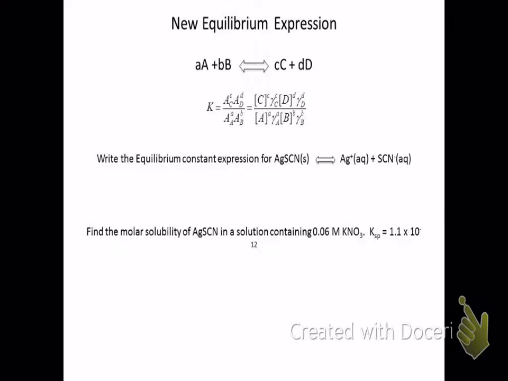So I want you to take a moment and write the equilibrium constant expression for the reaction we talked about earlier in the video, for silver thiocyanate and its KSP. So pause the video here for a moment and make an attempt to write that expression, then I'll write it and you can double check that you got it right.